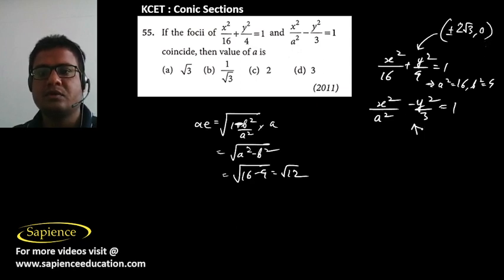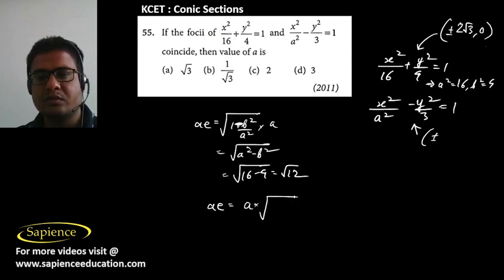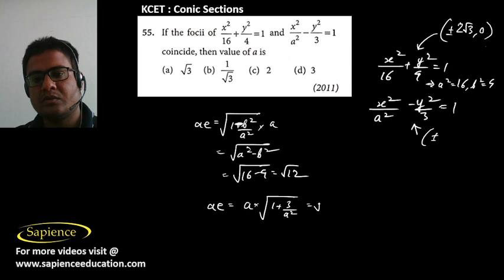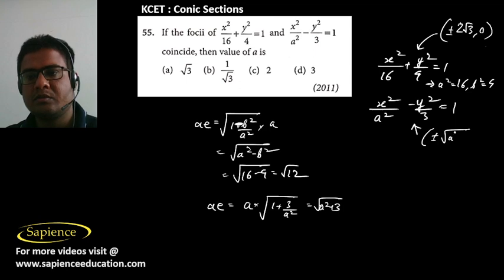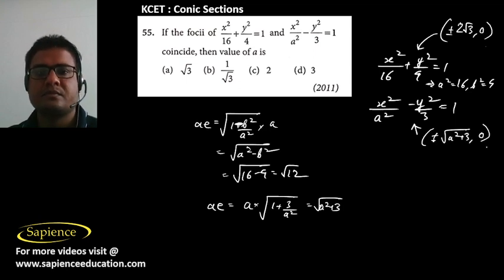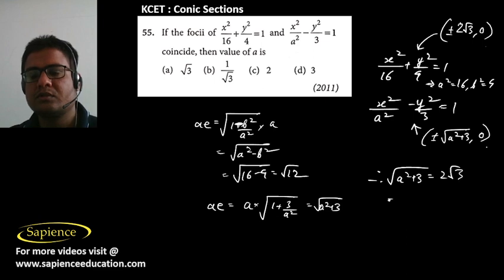And here also the foci are plus minus ae comma 0, but here ae is square root of a square plus b square, so that will be root over a square plus 3. So the foci are plus minus root over a square plus 3 comma 0. The foci of these two coincide, so root over a square plus 3 should be equal to 2 root 3, so a square plus 3 should be equal to 12 if we square both sides.